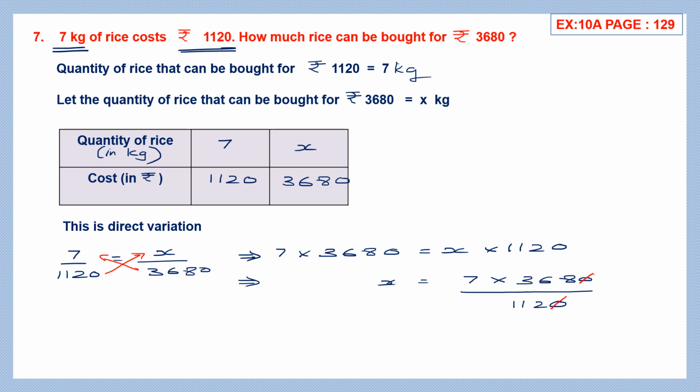7 and 112 also can be cancelled. 7 ones are 7 and 7 into 16 is 112. We can now cancel 16. Ones are 16 and 16 into 23 will give us 368. So now we have the value of x. x is equal to 23. And what is x? It is the quantity of rice that can be bought for so much. We said it is x kg. So our answer is 23 kg.